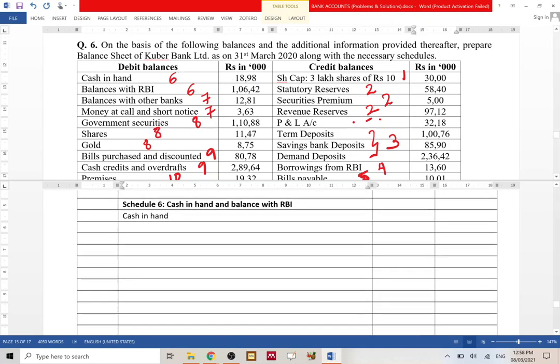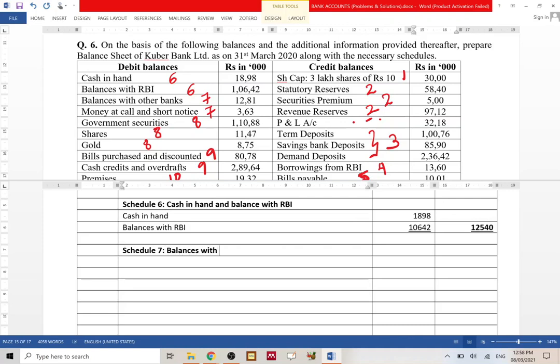Look at these two, this is 1898. Then also we have balances with RBI and the amount is 10642. Simple posting once again. And the total of the two in the outside column is 12,540. Okay. Next schedule is schedule 7, and schedule 7 is about balances with other banks.